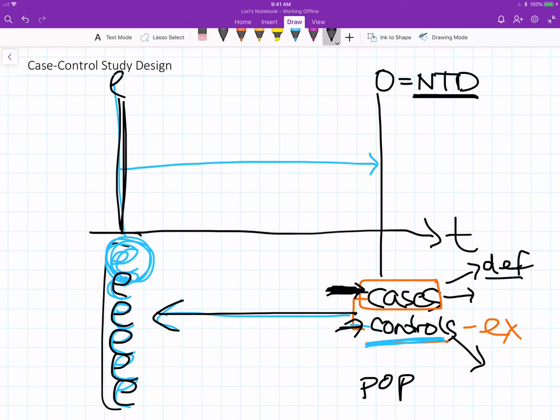Because this group already knows that they are cases or controls, that throws an interesting twist into this asking exercise. So we're asking them to remember things that have happened in the past. Imagine yourself, I want you to close your eyes and imagine you are a brand new mom. You had a baby that had a neural tube defect, which often is devastating to this young mother and family.